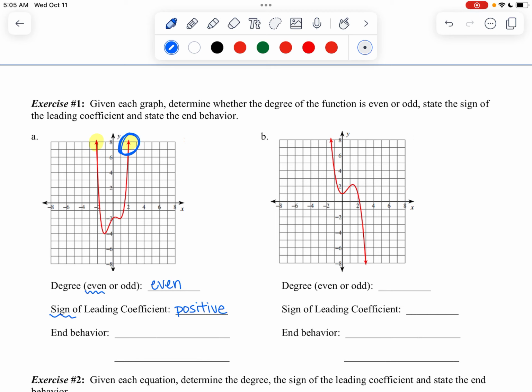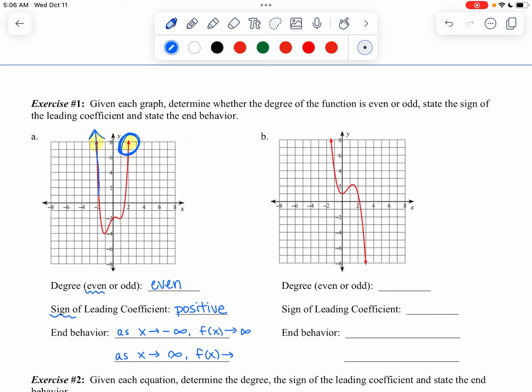And now let's state that end behavior. So we're going to say as x goes to negative infinity, that's the left, f of x is going towards... so let's again remember the left side. As we go to the left, my function's going more and more up, so f of x is going to positive infinity.